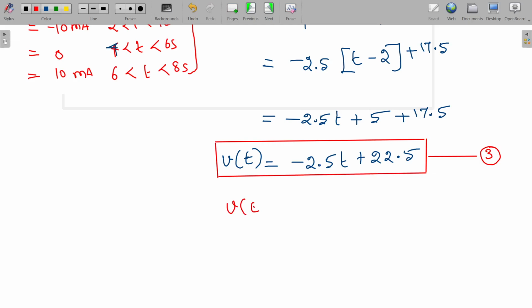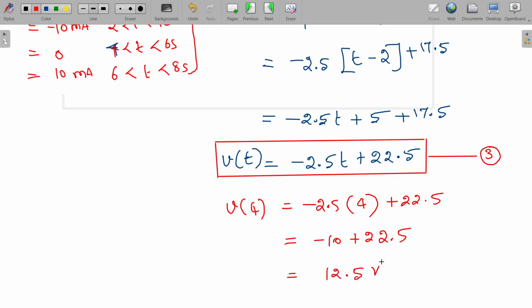V of 4, that is the voltage at 4 seconds, is equal to minus 2.5 into 4 plus 22.5. That is minus 10 plus 22.5, so that is equal to 12.5 volts. So V of 4 is equal to 12.5.